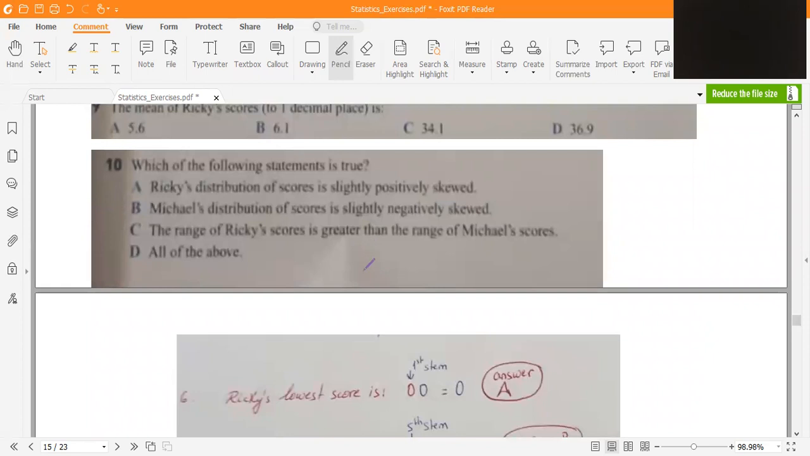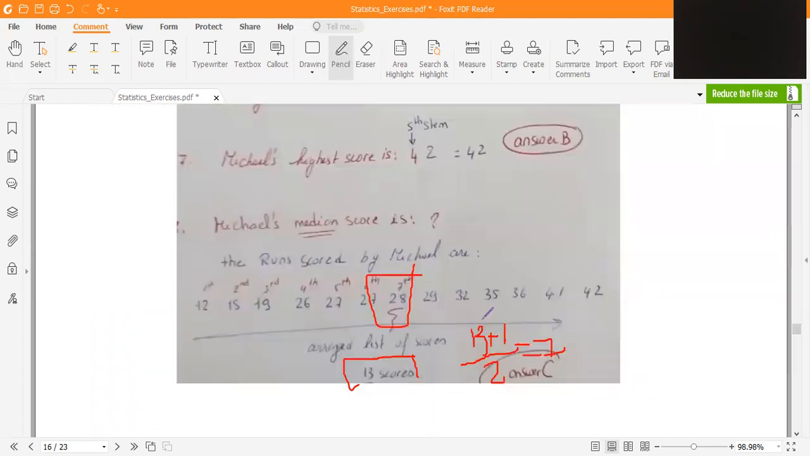Okay, it is very easy to complete question 10, the rest of this exercise, by yourself, and we will have a new recording for the rest of the exercises.